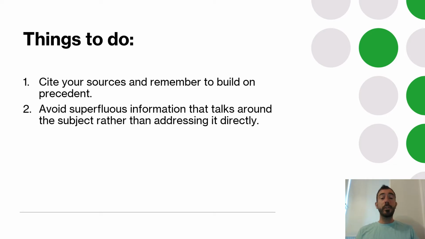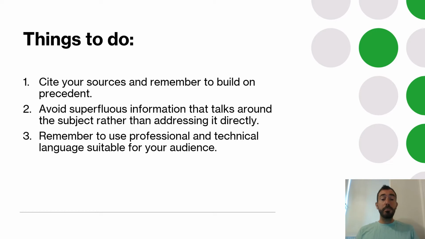You must avoid superfluous information that talks around the subject rather than addressing it directly. Yes, something might be interesting, but does it support your aims or research question? If it doesn't give direct support to what you have researched, then leave it out.